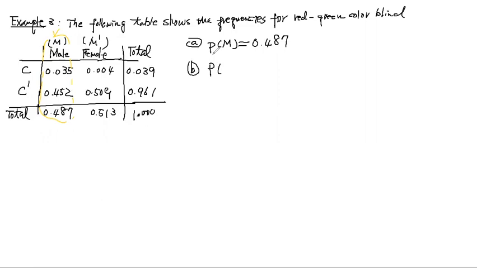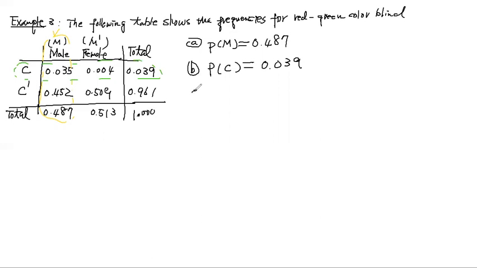How about if I want to find the percent of the colorblind? You're only looking at these ones here, right? What is the percent? It's 0.039, so it's about 3.9%.